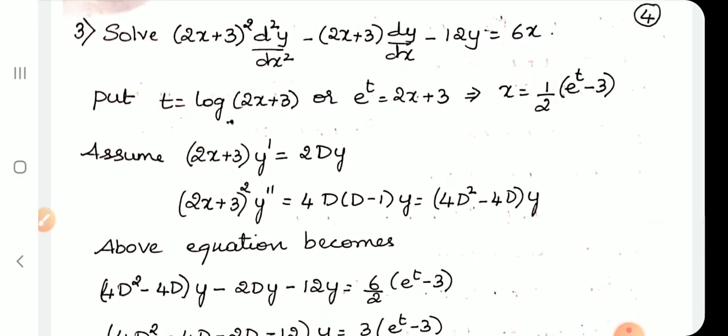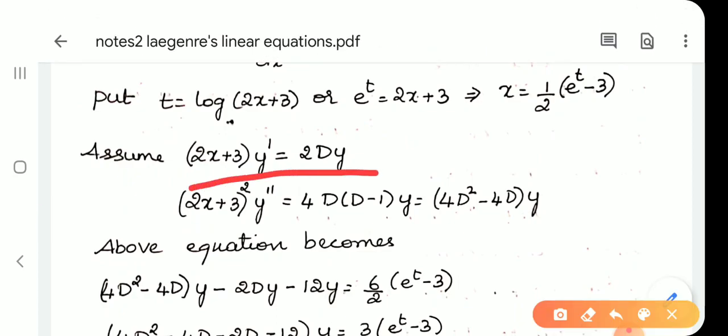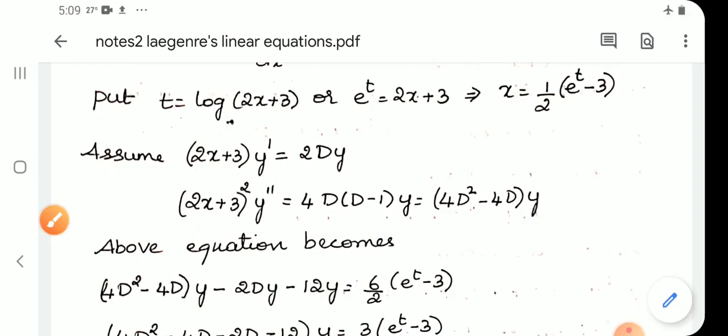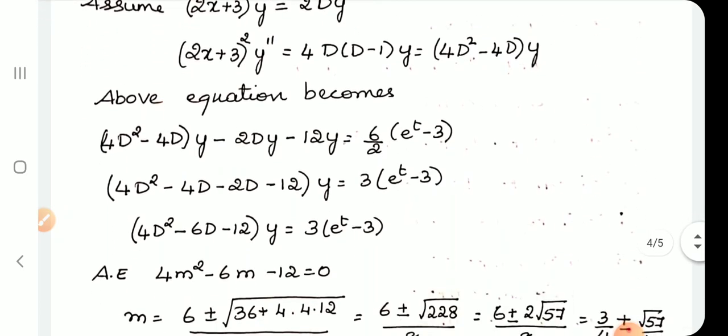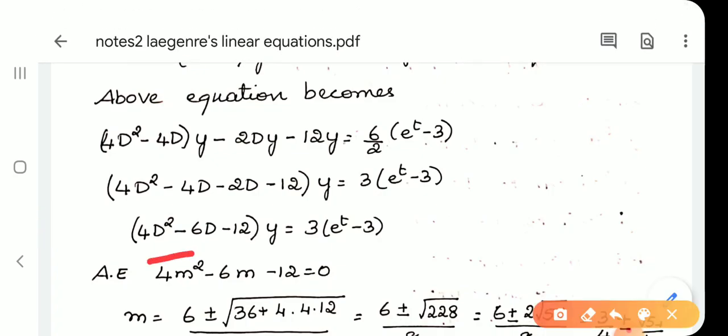Assume (2x plus 3) into y dash is equal to 2 D y, since the value of a is 2. Similarly, (2x plus 3) whole square into y double dash becomes 4D into (D minus 1) into y. If we take 4D inside, it becomes 4D square minus 4D into y. By putting these values in the above equation and simplifying, we get (4D square minus 6D minus 12) into y is equal to 3 times (e power t minus 3).